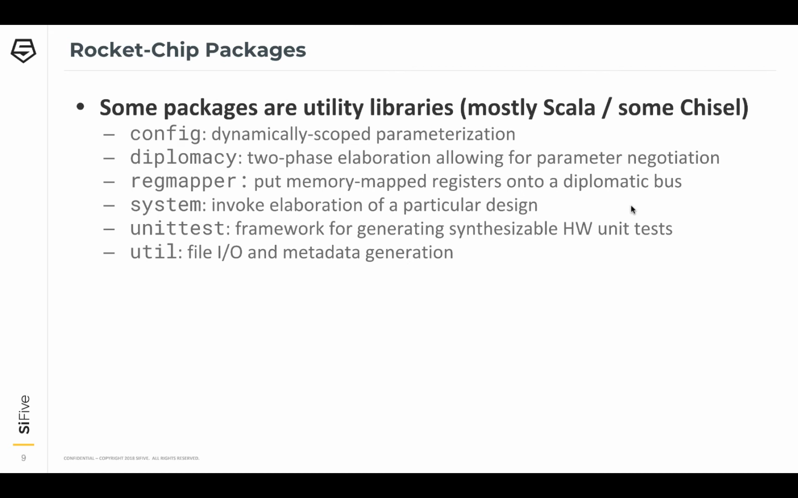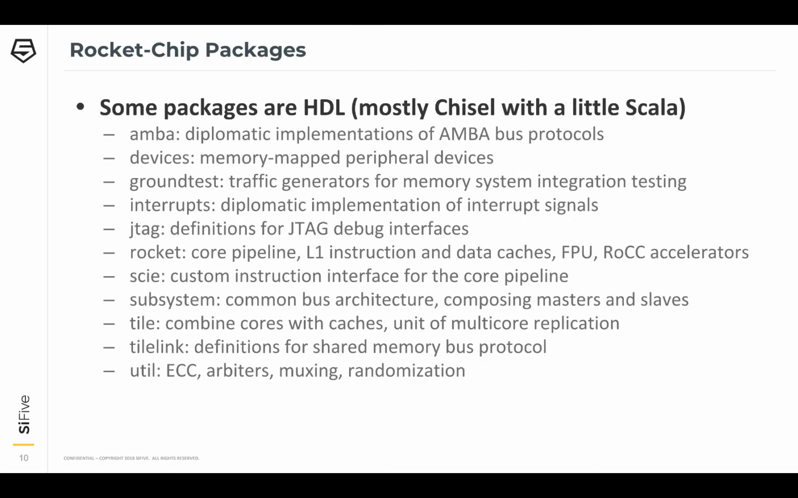The unit test package has this framework for generating synthesizable hardware unit tests and basically spitting out a bunch of them and then running them and collecting information about whether they succeeded or not. It's slightly different from how the Chisel testers stuff works. And then the util package has a bunch of stuff for doing file I/O or generating metadata if you want to describe something about the design. While you're elaborating it, you can collect that information and dump it out to a file there.